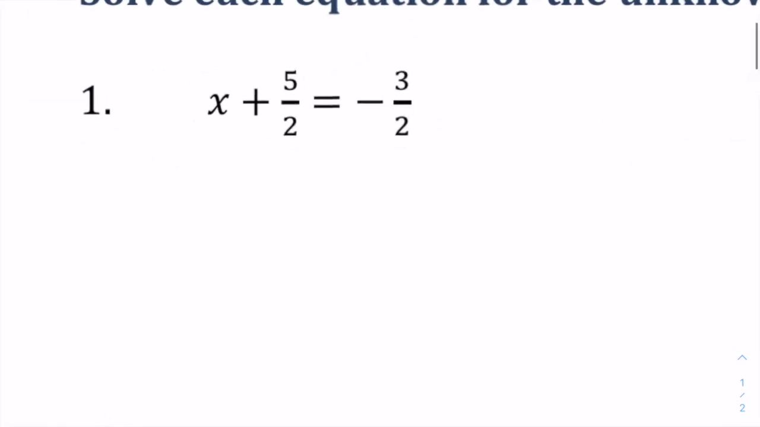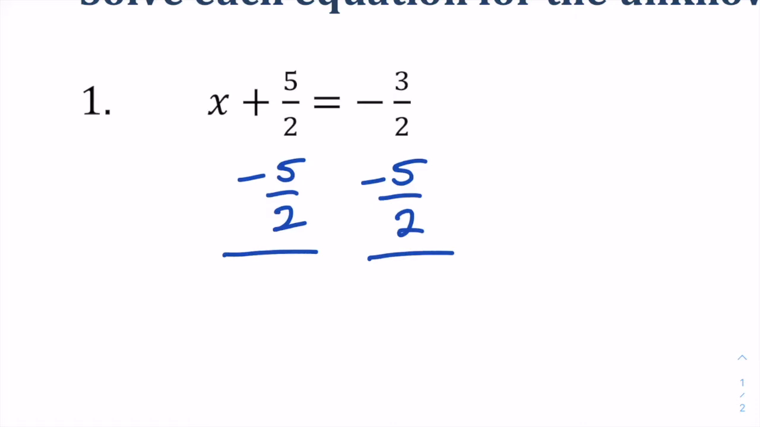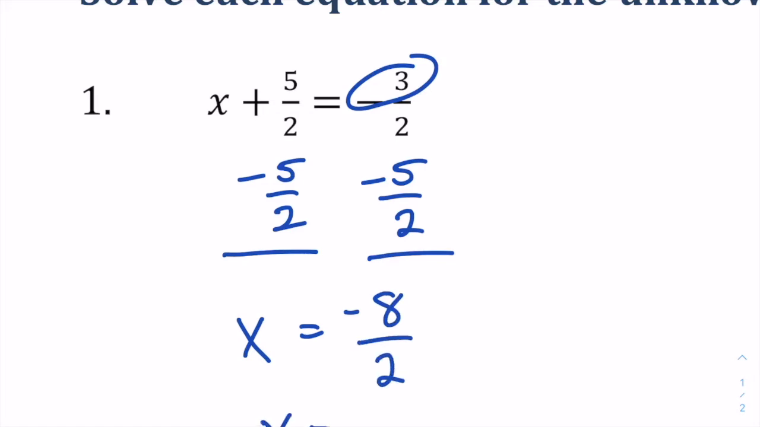So let's look at the example x plus 5 halves equals negative 3 halves. Well, because we have addition here, combining 5 halves to the x, we're going to subtract 5 halves from both sides. Great. Now we also know how to add and subtract rational numbers. So negative 3 halves minus 5 halves is negative 8 halves. Well, don't just leave it as negative 8 halves. We can make that x equals negative 4. As simple as that.